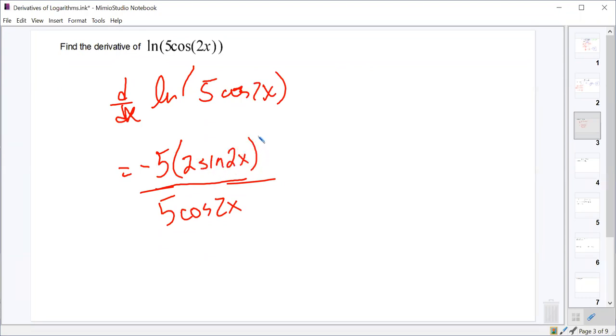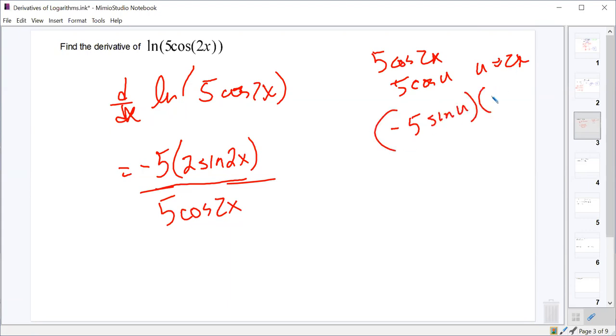All right, so we'll write it out. It's 5 cosine of 2x. We could write it as 5 cosine u with u equal to 2x, right? So the derivative of 5 cosine u is -5 sine u times 2, or -10 sine 2x. Everybody good there?